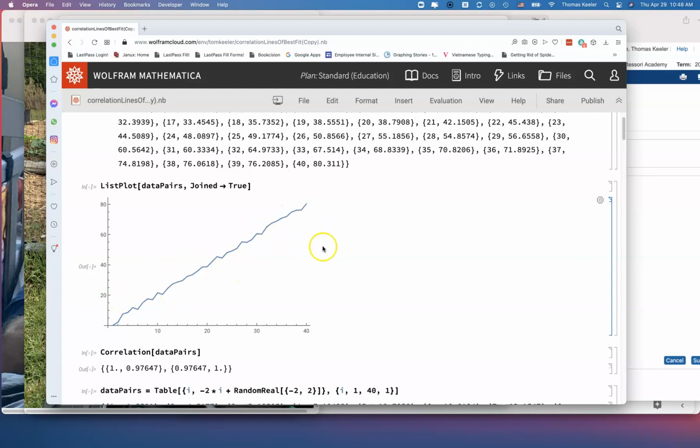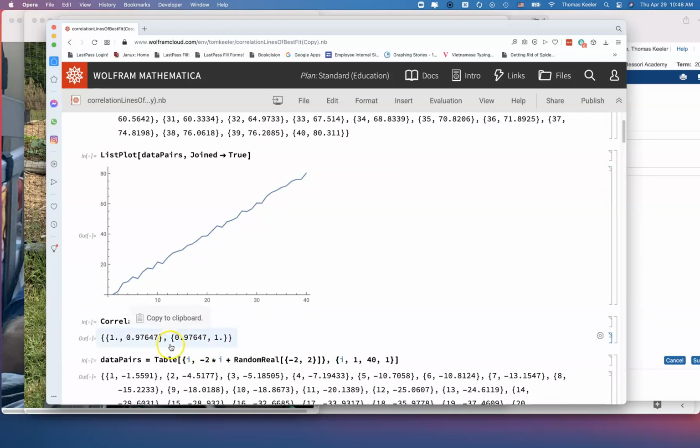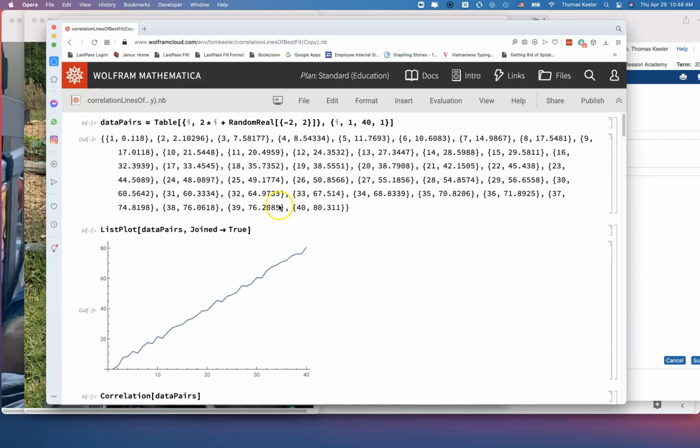very strong trend line. So what we're trying to get a sense for is, does correlation care about little variations? And we look at the correlation and look at that. A perfect correlation is 1, and you get 0.97. So I did a list plot, and then I did correlation on the data pairs. I assigned the data to a variable, data pairs, and got it.